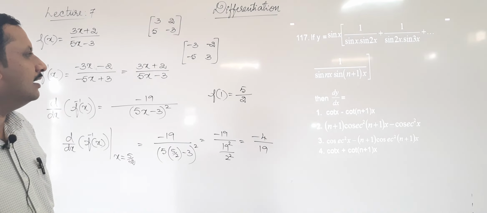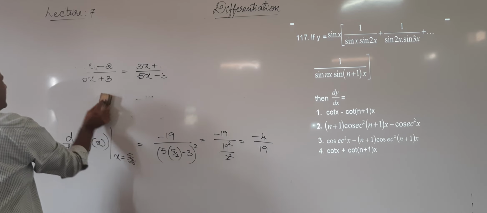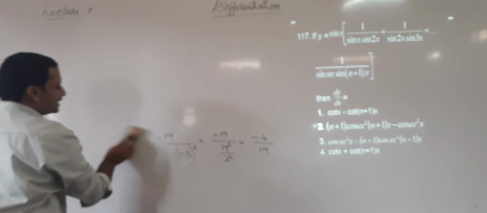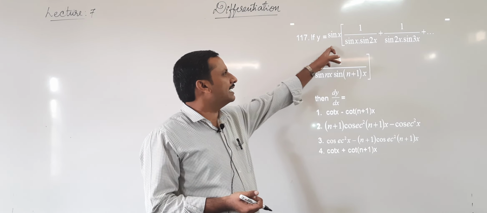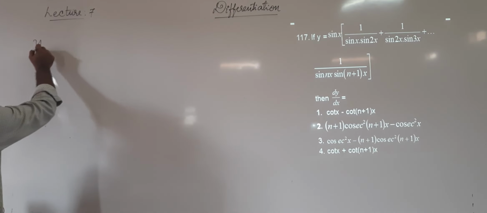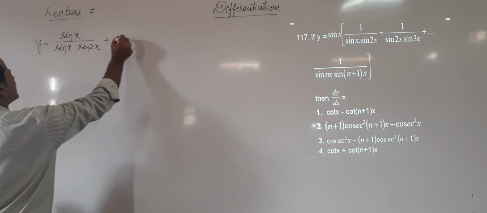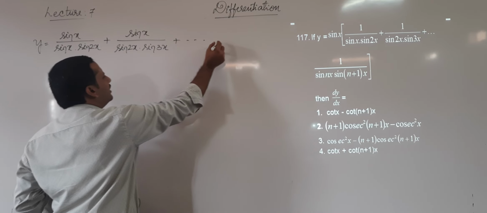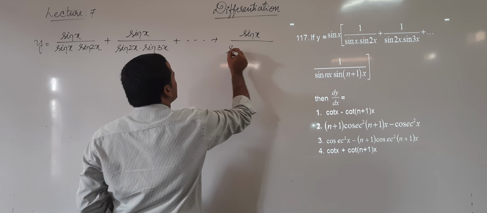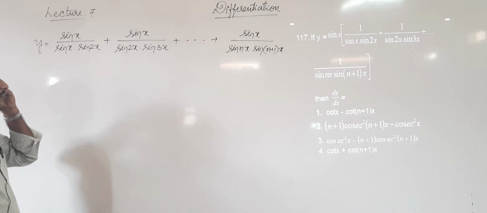Then 117. If y is equal to sin x into 1 by sin x sin 2x plus sin 2x into sin 3x, 1 by sin 2x into sin 3x plus etc. till 1 by sin nx into sin n plus 1 of x, then what is dy by dx? Now what I do is, I will take this sin x inside. So I can write y as sin x by sin x into sin 2x plus sin x by sin 2x into sin 3x and so on till sin x divided by sin nx into sin n plus 1 of x.